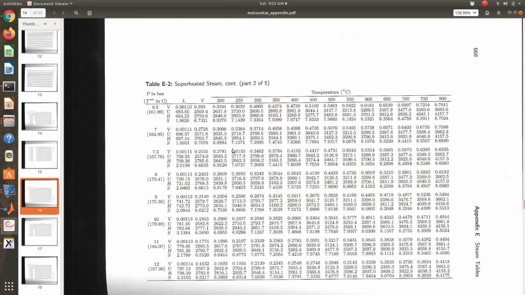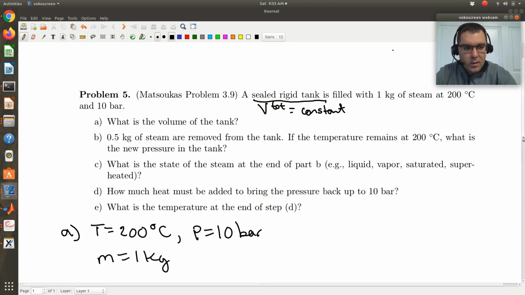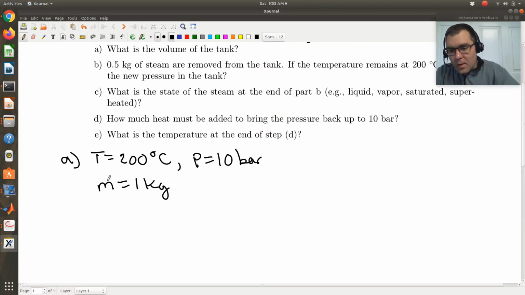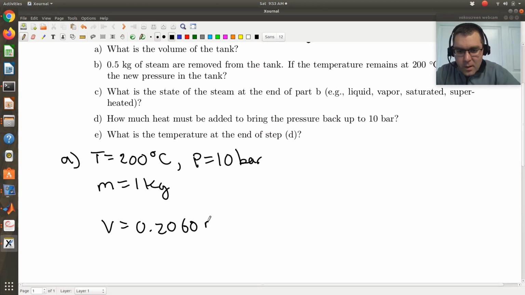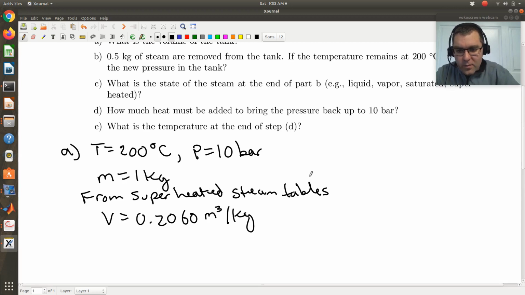And this problem's nice. If I move over to the superheated region, I have a column for 200 degrees C. So my specific volume is 0.2060. From the steam tables, we find that v is 0.2060, and that's meters cubed per kilogram. This is from my superheated steam tables. Okay, so I know v.